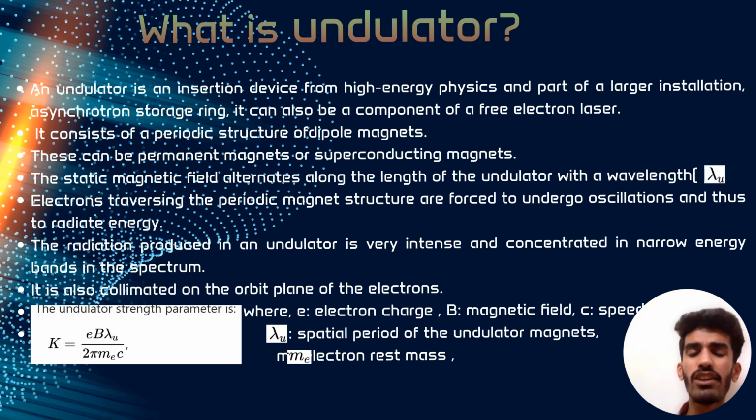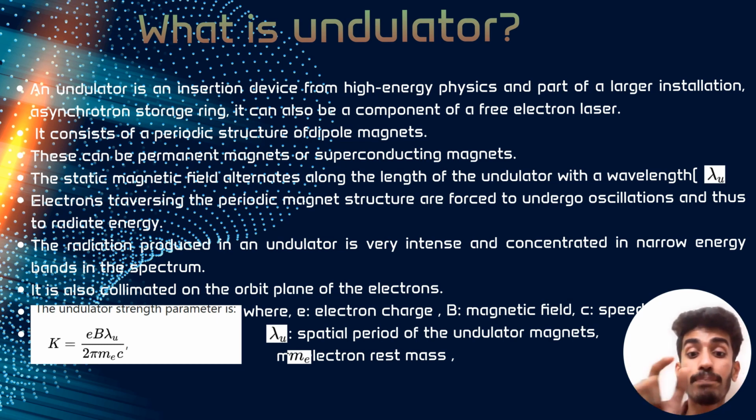So you must be thinking, what is an undulator? Undulators are basically specialized components that are found in synchrotron light sources. These are essentially arrays of permanent magnets arranged to generate a specific kind of magnetic field. These magnetic fields play a crucial role in shaping the properties of light emitted by the synchrotron. These can be permanent or superconducting magnets.